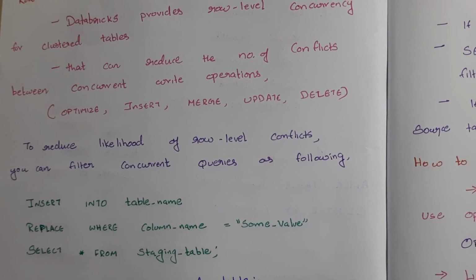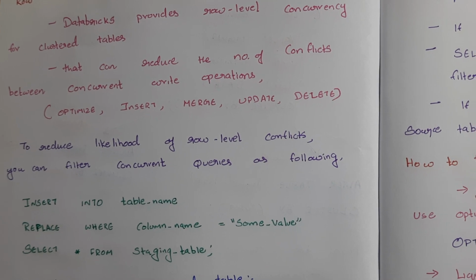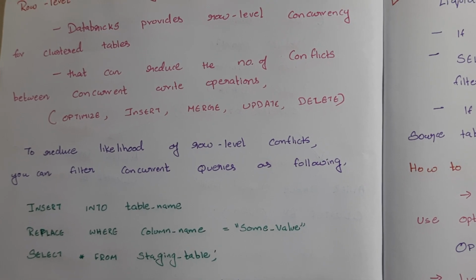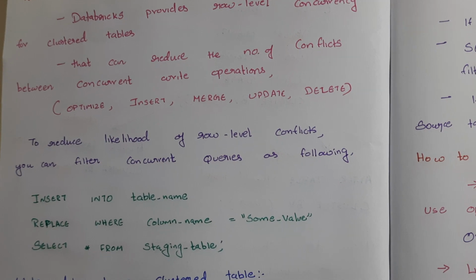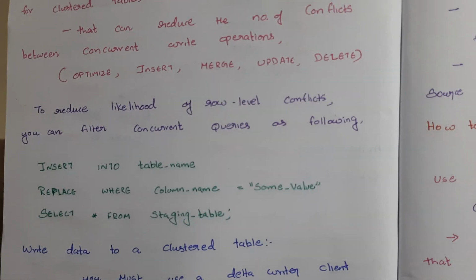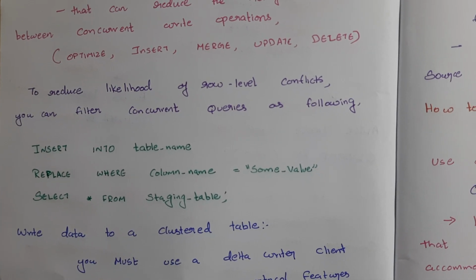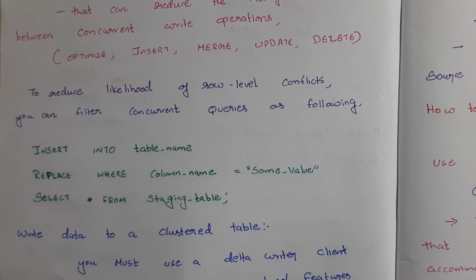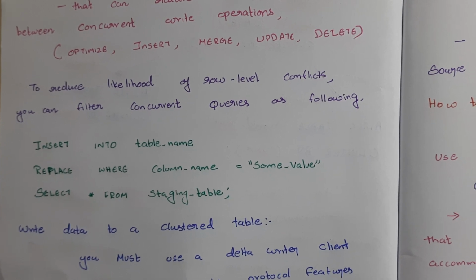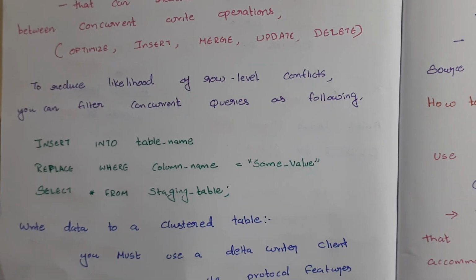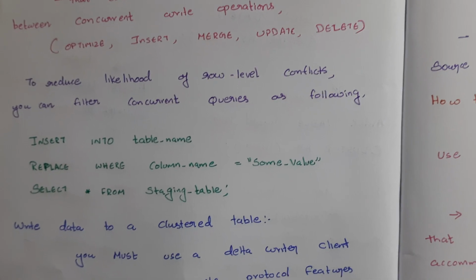So here in clustered tables, Databricks provides an option that supports row level concurrency, so OPTIMIZE, INSERT, MERGE, UPDATE, and DELETE are supported at the same time without creating any conflict. Also, to reduce the likelihood of row level conflicts, you can filter the concurrent queries as follows. Let's say you are inserting data into a table with a select star from a staging table, where you use a condition like REPLACE WHERE column name equals some value, which will replace the data only for rows matching those filter conditions, so it won't read all the data in the table.